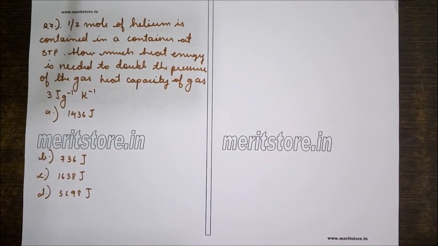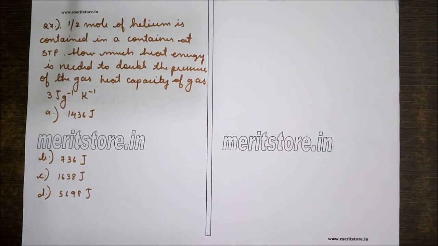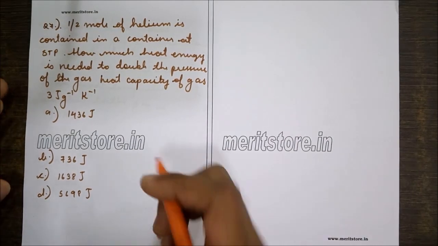Half mole of helium is contained in a container at STP. How much heat energy is needed to double the pressure of the gas? Heat capacity of the gas is 3 joules per gram per Kelvin. The options given are 1436 joules, 736 joules, 1638 joules and 5698 joules.